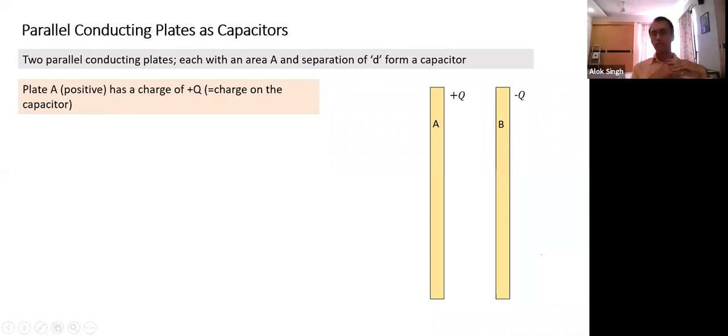Should be easy. What is the method of finding potential difference between two plates? Charge is given. What should be the next step? How do you find potential difference? Anyone? How do you find potential difference between two plates?